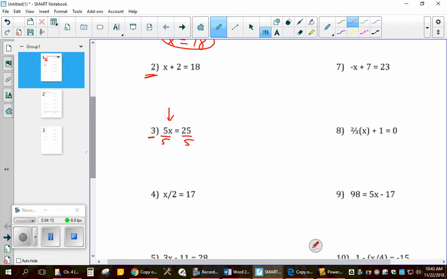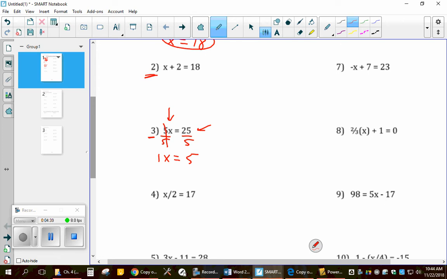And I just want to remind you, I want you to figure out why we divided by 5 here. What is 5 divided by 5? Well, it's 1, right? 5 divided by 5 is 1. So really, when I go 5 divided by 5, I'm going to do that cancel sign. But what that really was, 5 divided by 5 would be like 1 times x, which is equal to, and then 25 divided by 5 is 5, right?